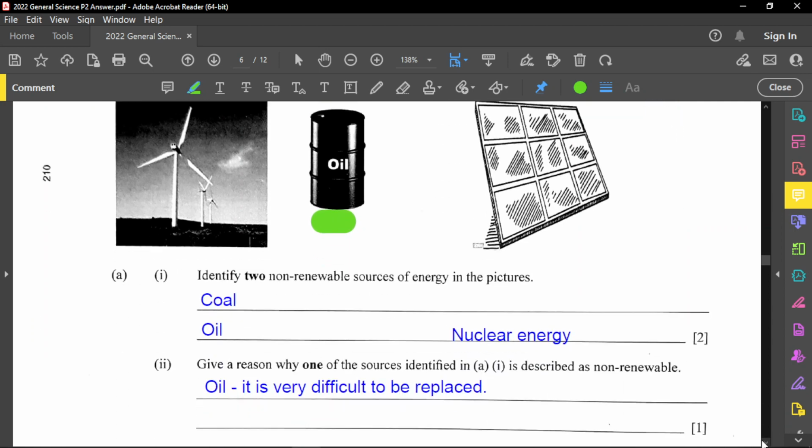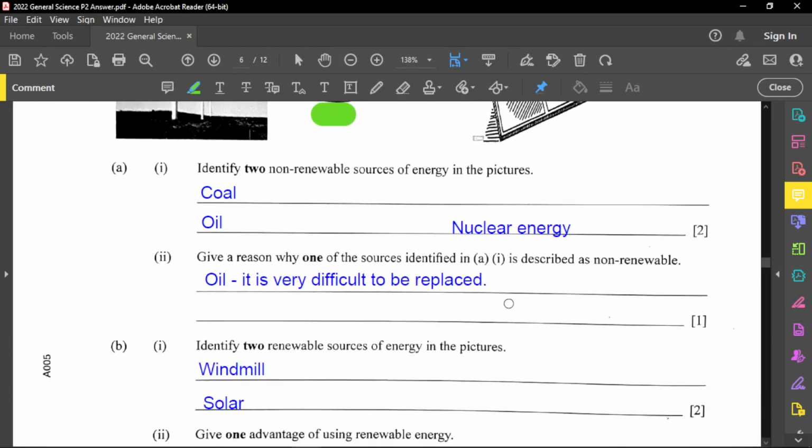And so for A1, it's identify two non-renewable sources of energy in the picture, and we have coal, oil, and we have nuclear energy as well. So there are three, but it's identify two, so that is also fine. All right, for part two, it is to give a reason why one of the sources identified in A1 is described as non-renewable. And so it is non-renewable because it's difficult to be replaced. For example, oil, it takes a very long time, many years for you to replace oil. All right, and if you use the nuclear, it's going to take a long time to bring back those atoms.